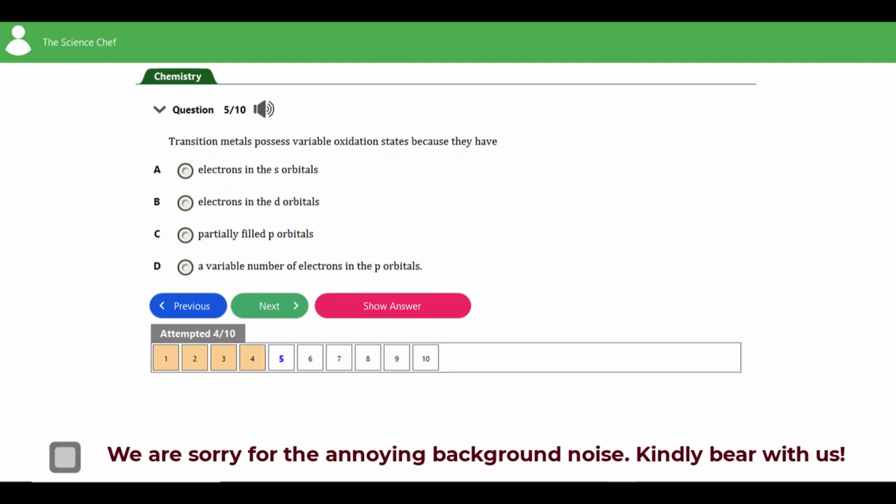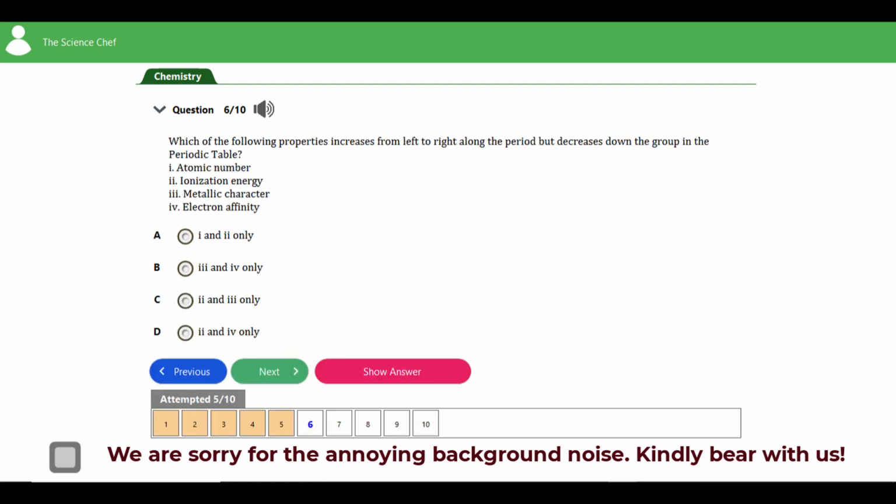And the answer is C. Number 5, transition metals possess variable oxidation states because they have, well, we've just treated that already, electrons in the d orbitals. So let's not waste our time on that. That's option B.